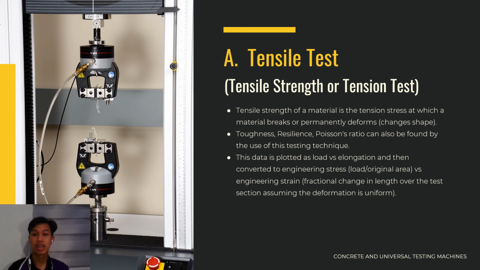So, una na dyan ang tensile test or tensile strength or tension test. Tensile strength of a material is the tension stress at which a material breaks or permanently deforms, changes shape. Toughness, resilience, Poisson's ratio can also be found by the use of this technique. So, bali dito sa tensile test, coming from the word tension, which means the state of being stretched. Dito, tinetest kung gaano kayang i-hold ng isang particular material coming from the tension, kung gaano kalakas yung kaya niyang i-hold bago siya mag-change ng shape o ma-deform. So, para mas maintindihan natin, we have here a video.